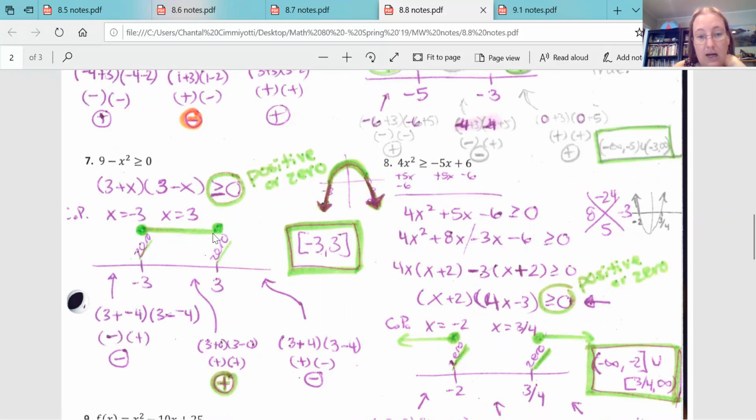When I did my sign analysis, I tested the point 0 for my x. And if I graphed it, you can see, where is it greater than or equal to 0 would be from -3 all the way to 3, inclusive. Number 8, get it equal to 0. Factor, this had an a that was not 1, so a times c, put your b, figure out what works, do your grouping, then get your critical points.